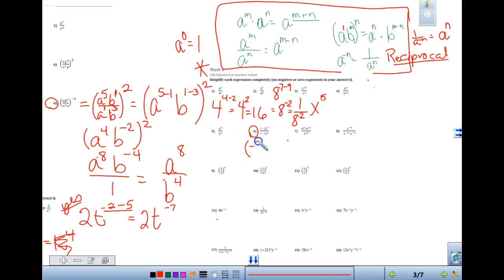Cassidy, start me off. Negative 3, what are we doing with our exponents when we divide? I don't know. You don't know. Look at the rule. What does it say? The base is the same. What do we do with our exponents? We subtract them. So, negative 3.